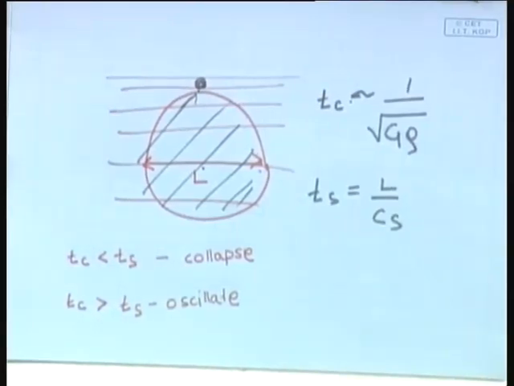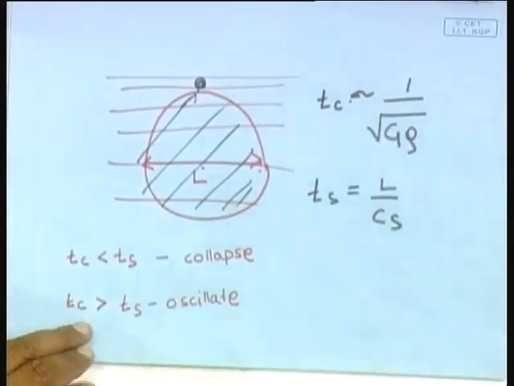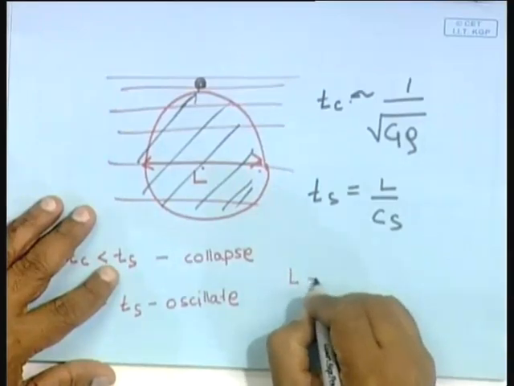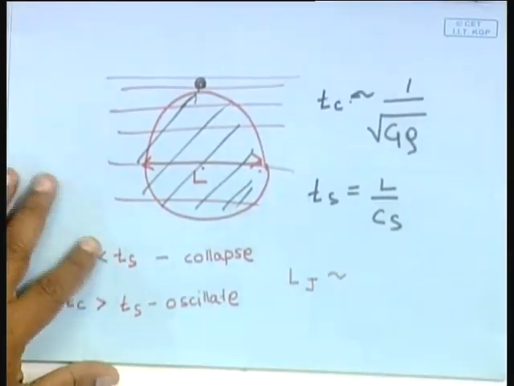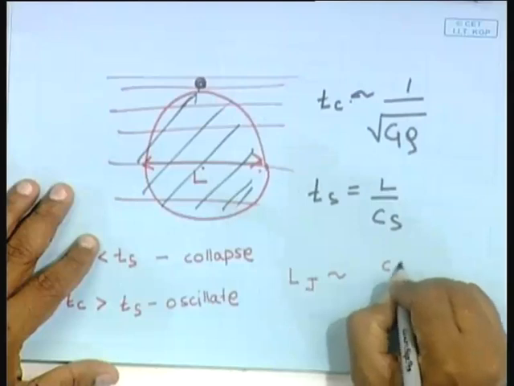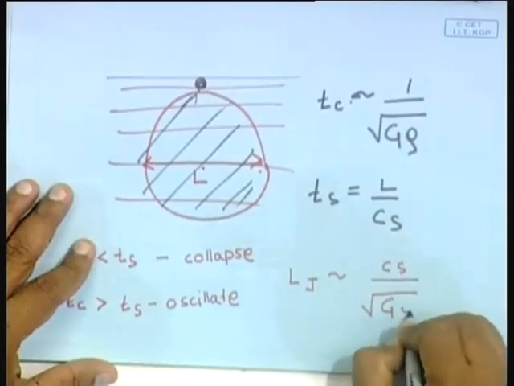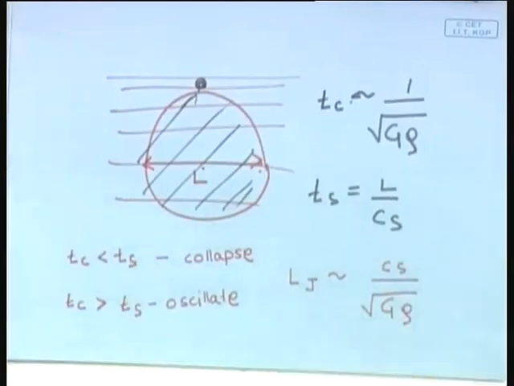So you have these two conditions, and the transition occurs when these two are exactly matched. Let us estimate the length scale where the transition occurs. So we have to equate these two, and if you equate these two, you find that the length scale, that's the Jeans length scale, is of the order of Cs divided by square root of g rho, which is the Jeans length scale.